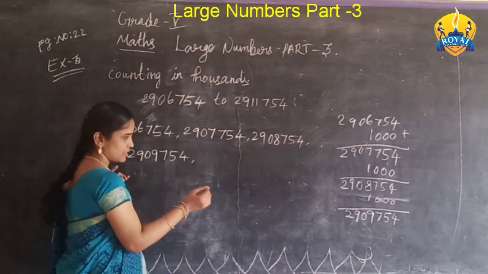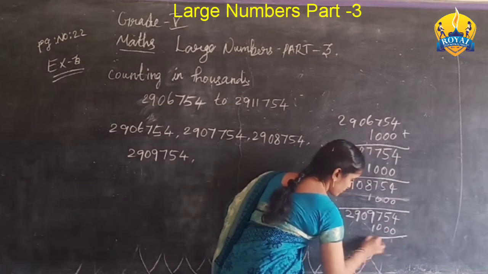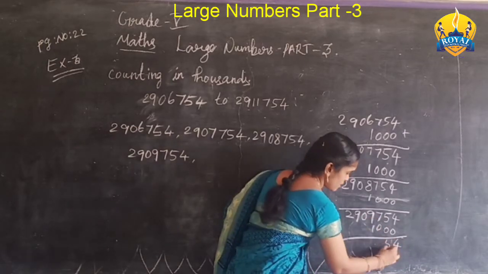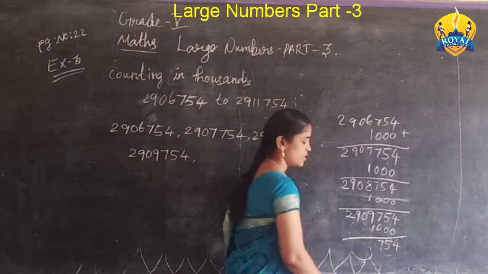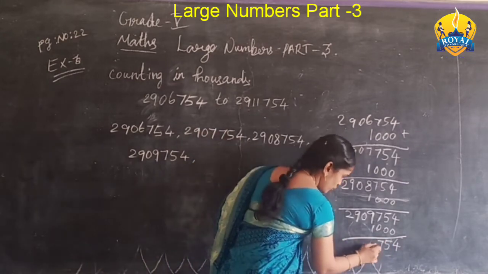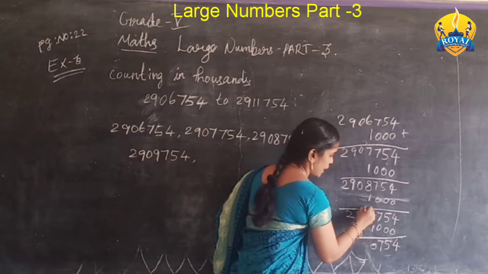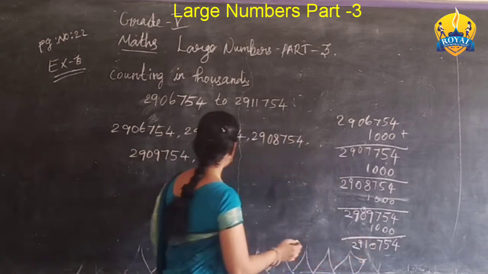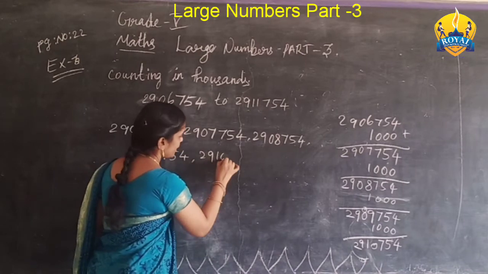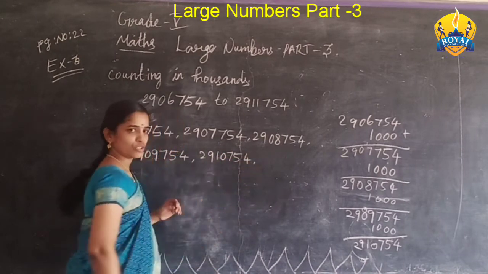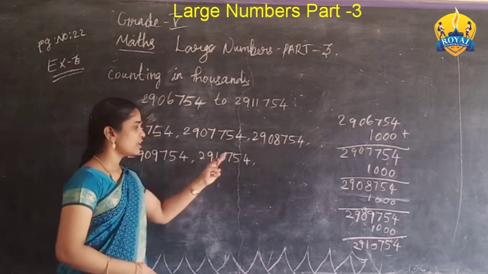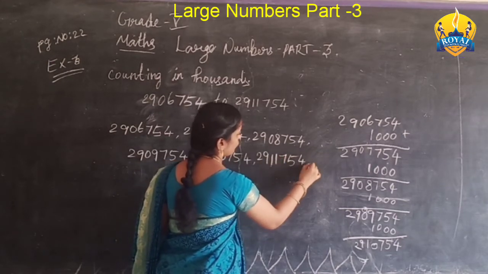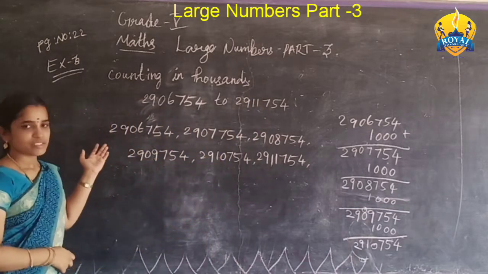Next, we add 1000 to this number. 4 plus 0 is 4. 5 plus 0, 5. 7 plus 0, 7. 9 plus 1, 10. So 0 is written here and 1 is a carryover. 1 plus 0, 1. And 9 and 2. So we get 29,10,754. Next we add 1000 to this number and we get 29,11,754. We get the numbers. Is it clear?